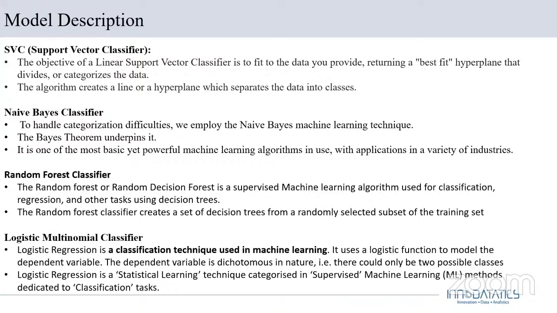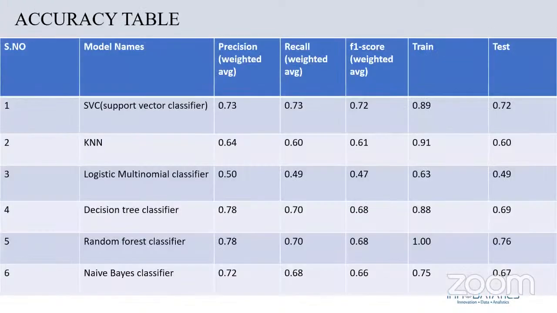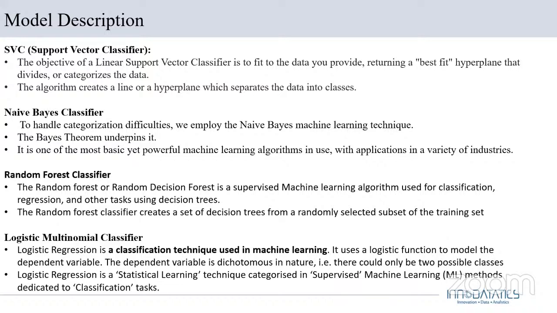Then coming to the advantages of SVC. The SVC works relatively well when there is a clear margin of separation between classes. It is more effective in high dimensional spaces. It is effective in cases where the number of dimensions is greater than the number of samples. SVC is also relatively memory efficient. Then coming to some of the disadvantages of SVC, it does not perform very well when the data set has more noise, that is, when target classes are overlapping. We have noted some important key points for the following models: naive Bayes classifier, random forest classifier, logistic classifier.